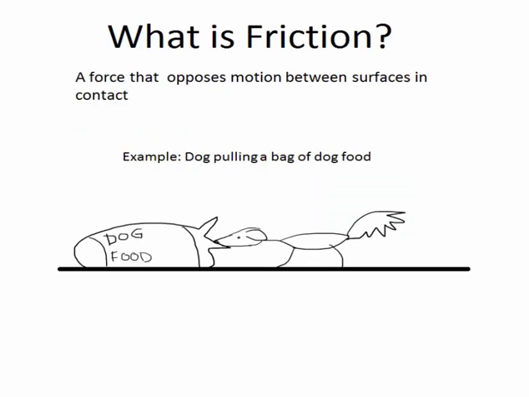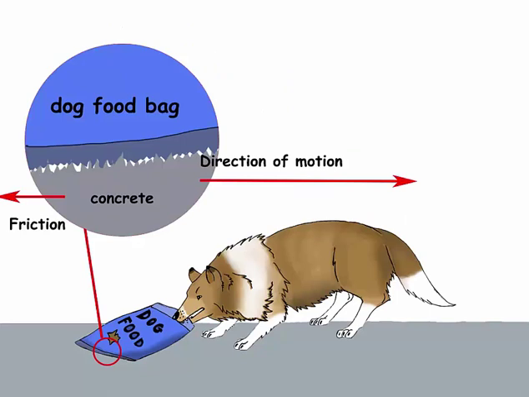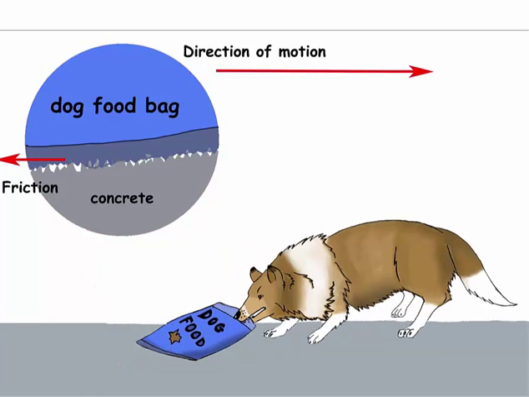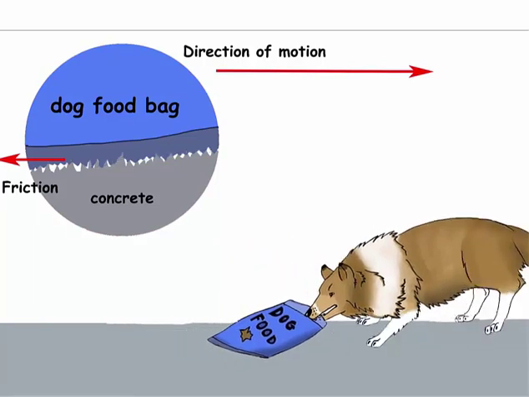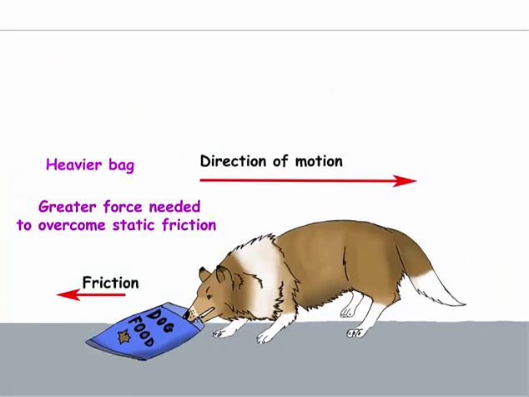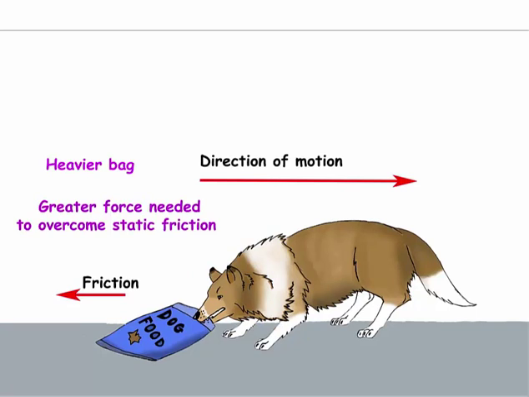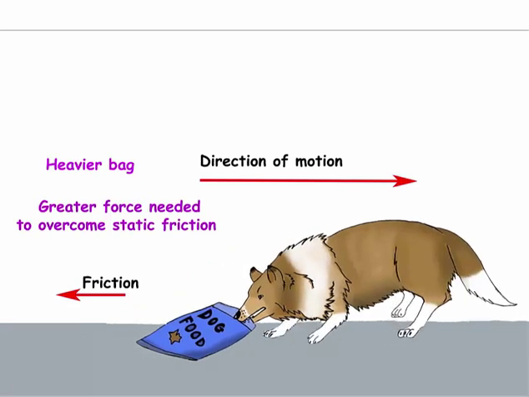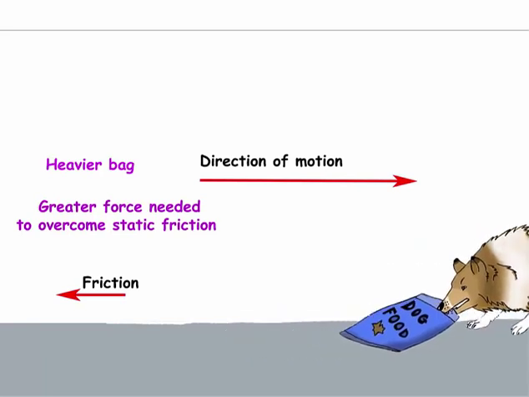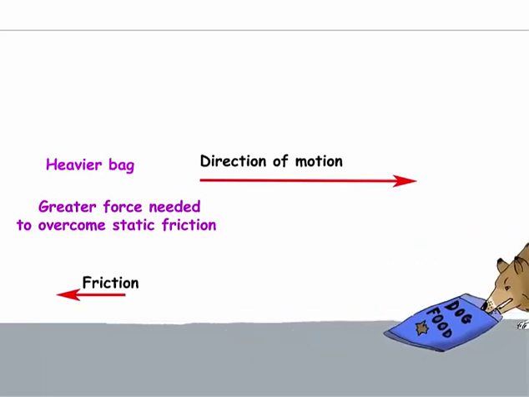Here's a better diagram of our dog. Let's first see why friction happens. Friction happens because of microscopic roughness between the two surfaces and adhesive forces between the molecules that make up the two objects. Let's say the bag is very heavy. Then the dog must apply a greater force to overcome the static friction by pulling harder backwards. Because the bag is heavier, it presses more firmly against the ground, which causes more friction force.